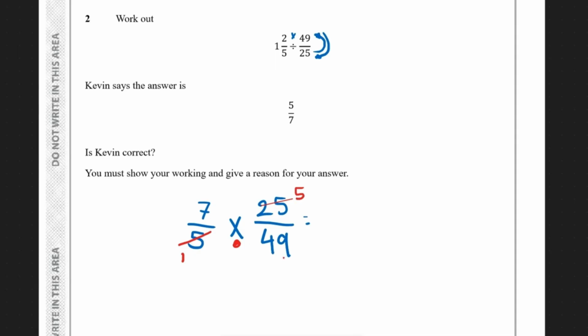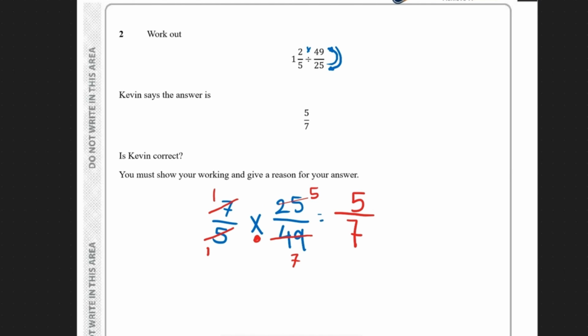Look at 7 and 49. 49 could be divided by 7. So 49 divided by 7 would be 7. And look at the top fraction. You must use the same number you used in the bottom fraction. 7 divided by 7 would be 1. So now look at this simple way. 1 times 5 would be 5. And look at the bottom of the fraction. 1 times 7 would be 7. So it is the same answer as Kevin's. So Kevin's answer is correct.